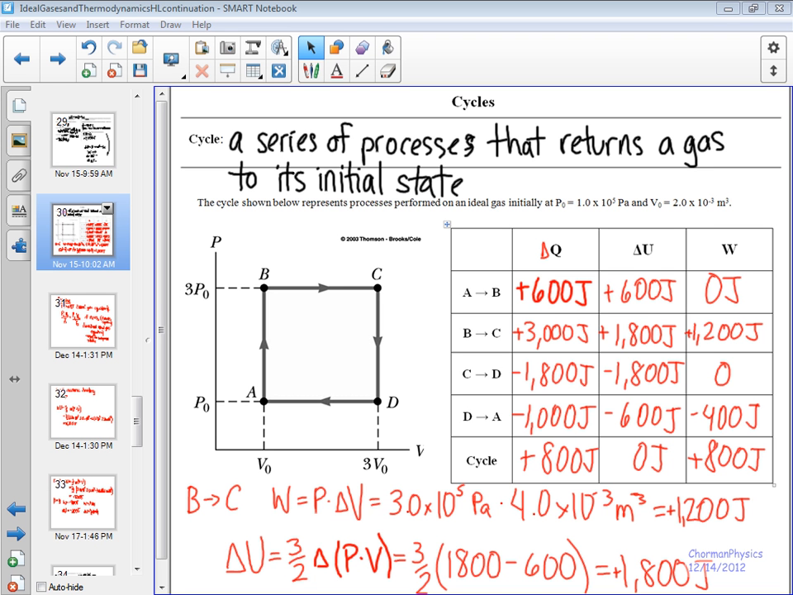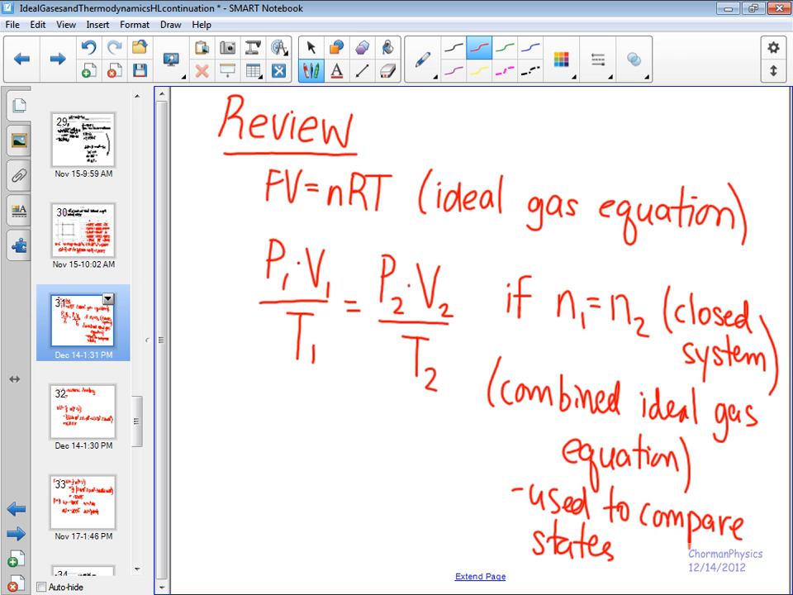So I've given you the definition of a thermodynamic cycle, all right? We're going to look at this cycle here, the very first example. We're going from point A to point B to C, D, and back to A, all right? Just a few things I want to review before we jump into this.